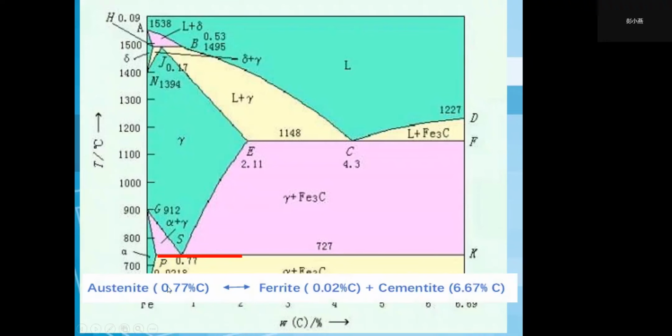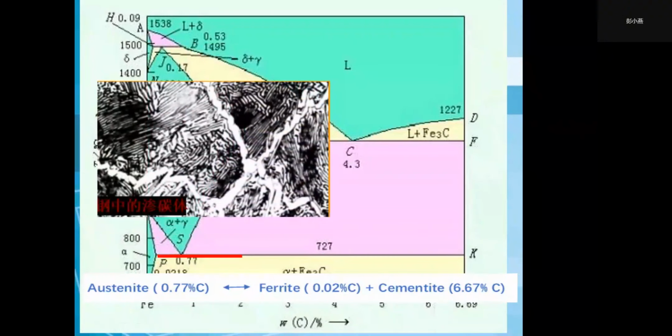And the reaction may be shown as follows: austenite transforms to ferrite and cementite. In the reaction, the simultaneous formation of ferrite and cementite from austenite results at a temperature of 727 degrees Celsius and a composition of 0.8% carbon.